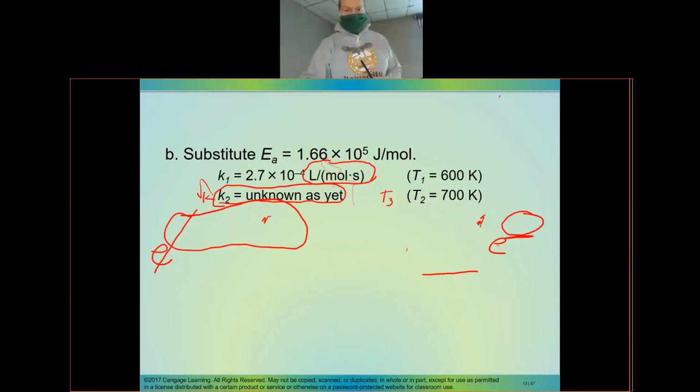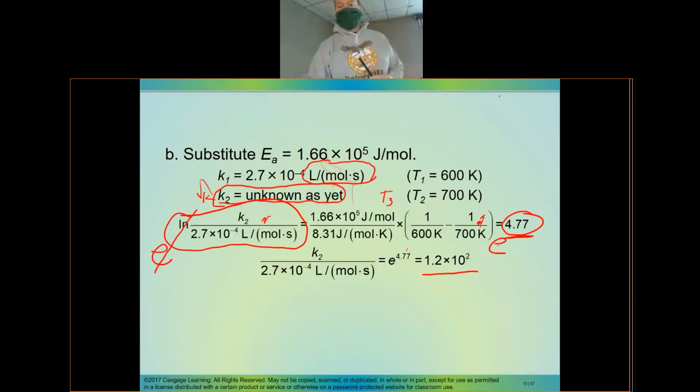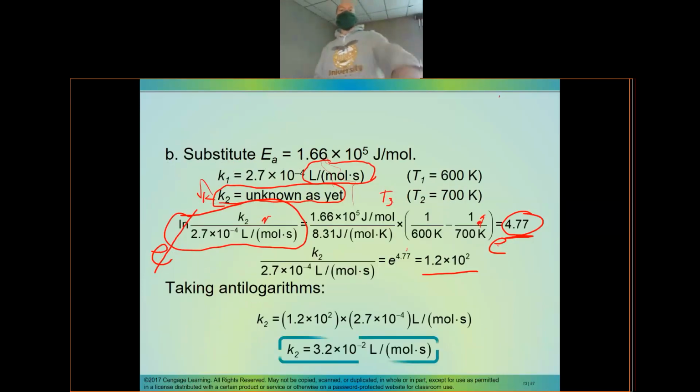Was it 3.2? No, it's 3.5. 3.5 times 10 to the minus 3. So it was 2.7 times 10 to the minus 4. K2 was 3.5 times 10 to the minus 3, almost a factor of 10. And then K3 was 3.2 times 10 to the minus 2, another almost factor of 10. The key is as your temperature increases, your K must also increase. If that is not the case, then you have some math error somewhere.